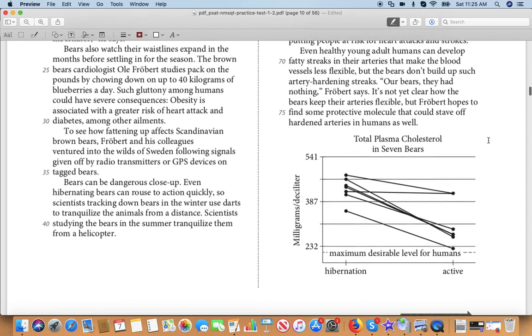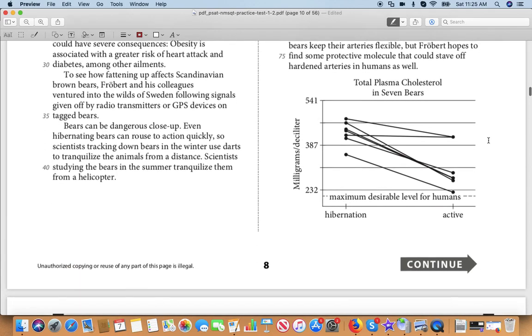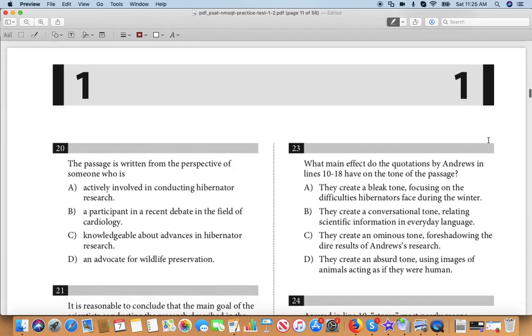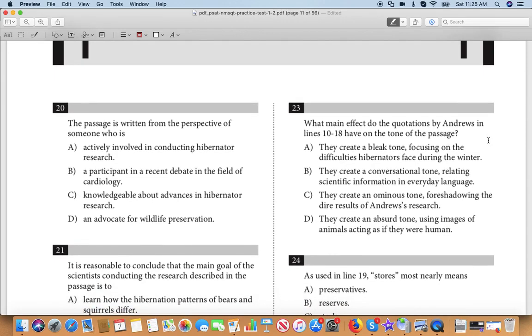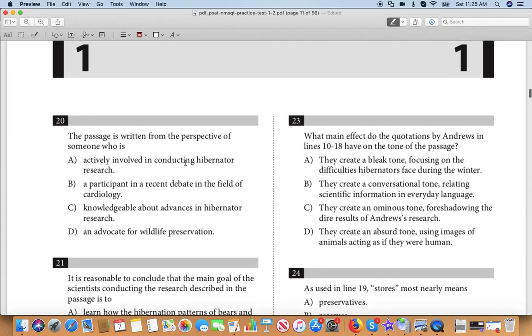Okay. Good. All right, then we got a little chart here, but don't even worry about the chart. Don't even look at the chart until I ask you a question about the chart. Then you can look at it. Okay. Let's answer some questions. Go ahead and read question number 23, please. All right. The passage is written from the perspective of someone who is. All right. What's the perspective, before you even read the answer choices? What's the perspective of the person who wrote the passage?